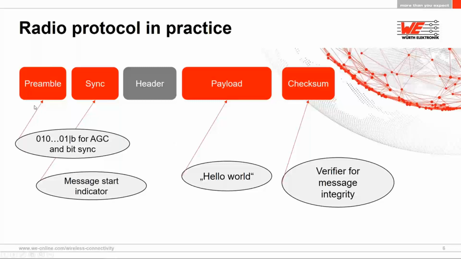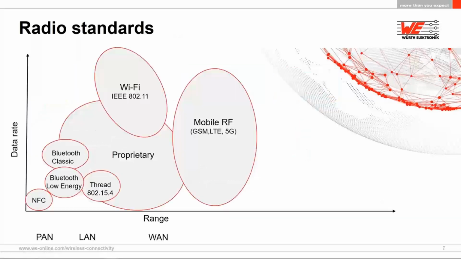With a radio signal, we'd have something like a preamble, first of all, to get the signal going, to do some synchronization, a sync indicator, a header with certain information relating to the address, the destination, the sender. Then we actually have the payload in the actual package, and finally also a checksum, which verifies the integrity of our message. Now, as you can see, there is quite a bit involved to it.